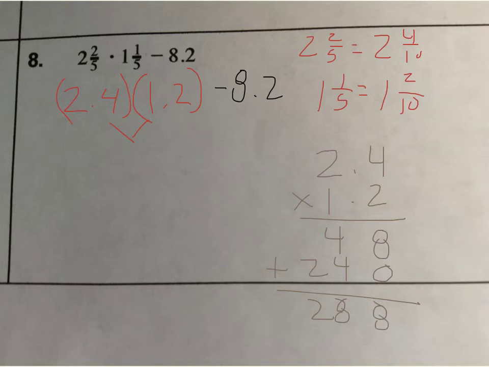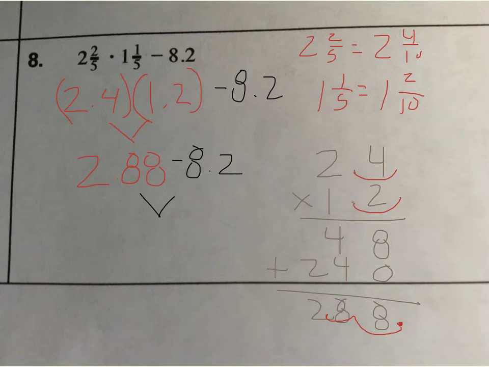I have 288. Now, I need to remember that since I have a decimal here, I need to be able to move it once and this one once. So I will be taking my decimal at the end of 288 and moving it 2 places to the right. So my final answer is 2.88, or 2 88/100. I then subtract my 8.2, I bring that down. And now when I combine those two, I am able to find out what my final answer is.